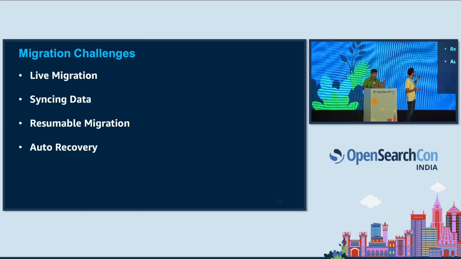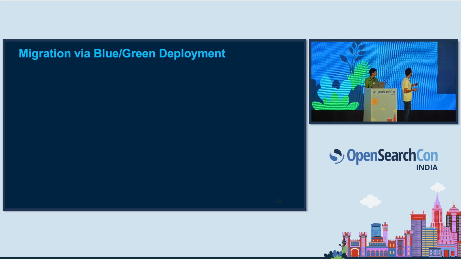And I should have some mechanism to understand that my migration has failed, and then I should be able to auto-recover from it. So this is what we did when we introduced the migration support in OpenSearch, and this is how we will be able to achieve that.